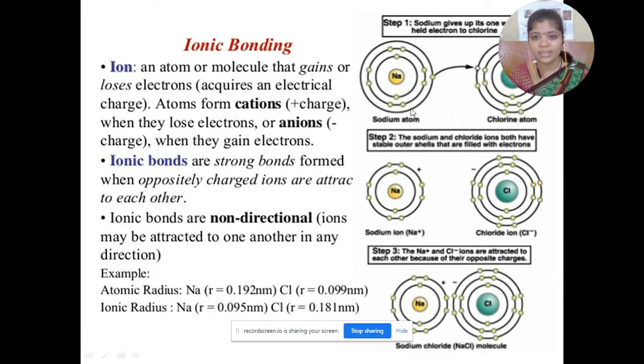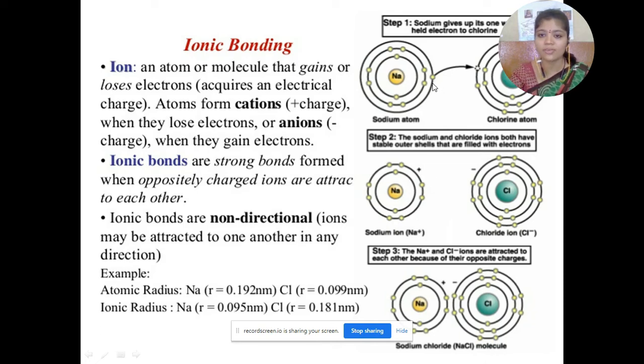So, suppose you are taking a sodium atom and a chlorine atom. We already know that sodium is a metal and chlorine is a non-metal. We have to take two atoms, one metal atom and one non-metal atom. Here, sodium contains only one valence electron. It loses the electron to form Na plus. Na plus means it is a cation.